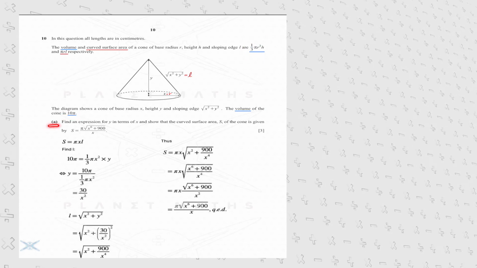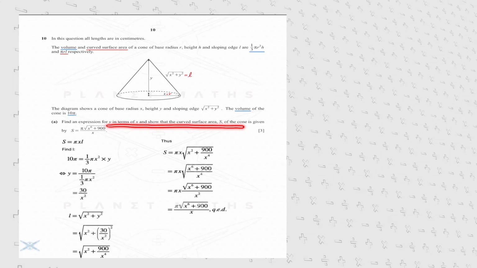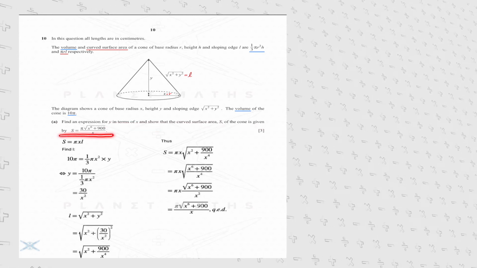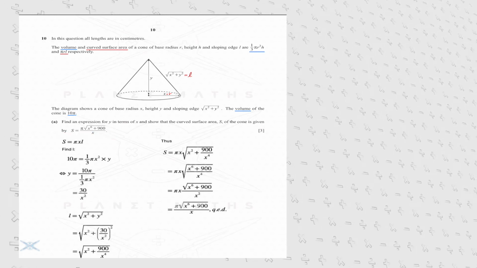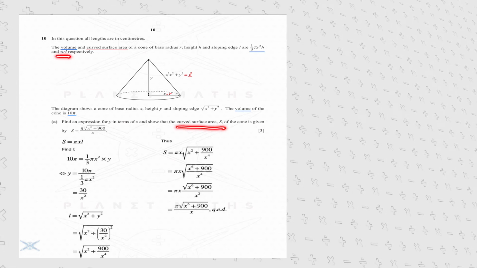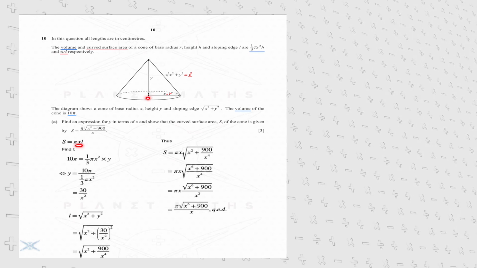Part A requests from us to find an expression for y in terms of x and to show that the curved surface area S of the cone is given by the expression pi multiplied the square root of x to the power of 6 plus 900 over x. We know from the outset of the exercise that the curved surface area is given by pi multiplied r multiplied L, and we can replace r with x as per the depiction of the cone.